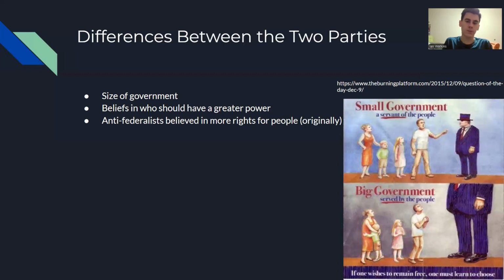Your Anti-Federalists believed in more rights for people. Now I say originally because the Federalists thought that the people should have rights. It's not like they were like, oh yeah, the people shouldn't have rights at all, we should just have a government that controls all things. They did take into account and understand that the Anti-Federalists wanted more rights for people. So that's why they integrated the Bill of Rights and some other things that gave more power to the people and kind of balanced it out a little bit.